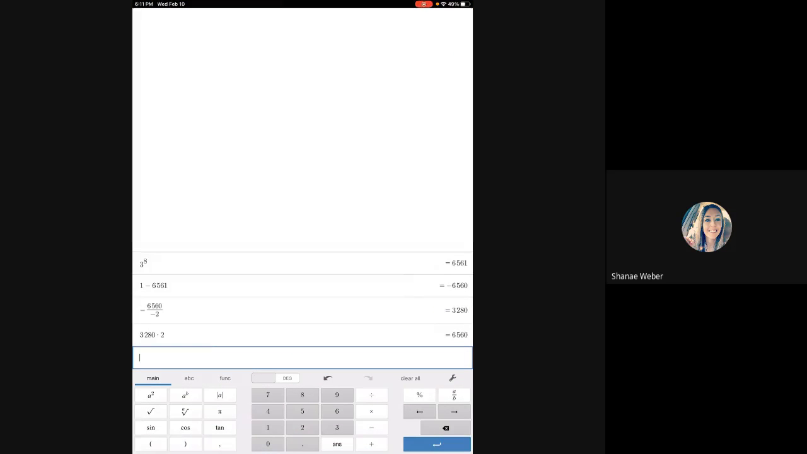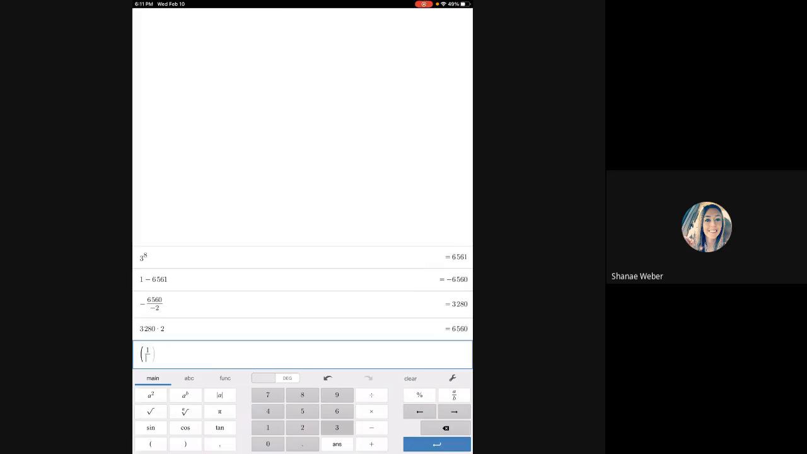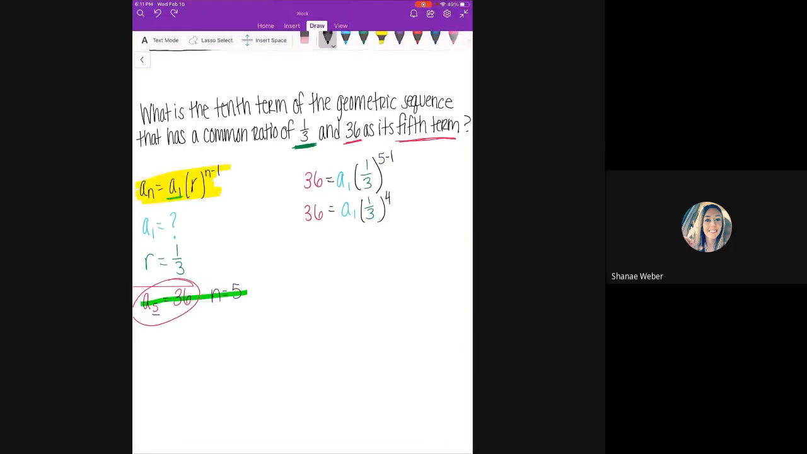And I can do parenthesis 1/3 to the 4th power. And what's nice about Desmos is if I click this little fraction thing over here by my answer, it turns it into a fraction. That's why I love this calculator for online learning. So 1/3 to the 4th power is 1/81. So I'm going to go ahead and write that down over here.